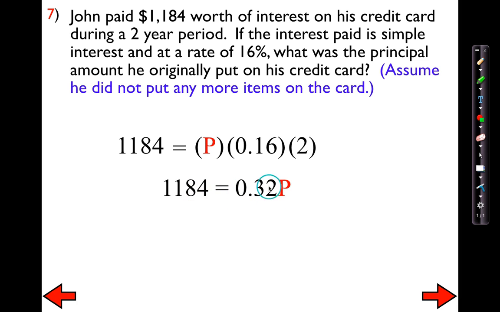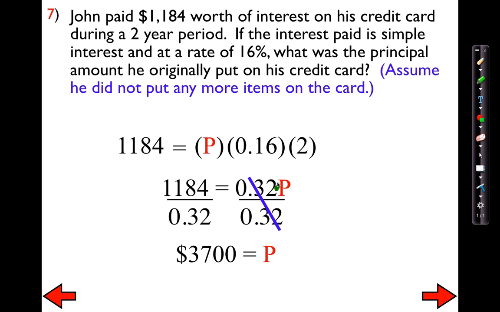We're going to simplify that by multiplying these two, leaving us with 1,184 equals 3,200 times P. So to solve for P, we're going to divide both sides by 3,200, and that's going to leave us with $3,700. So since that equals P, that means John originally spent $3,700 on his credit card.